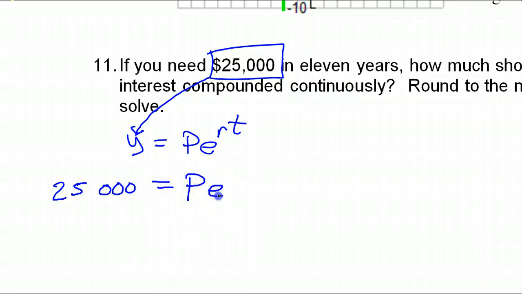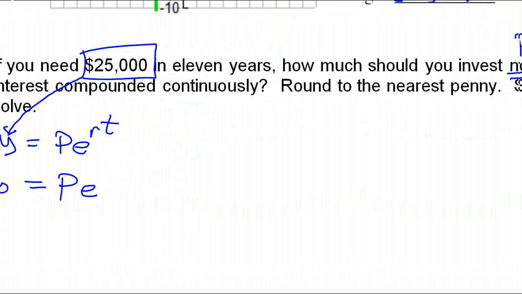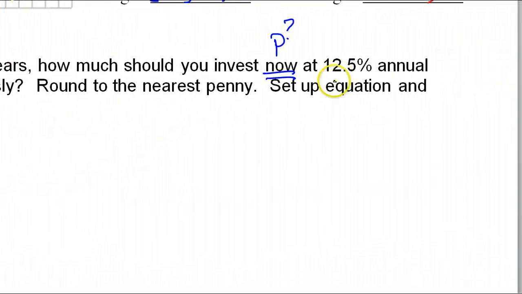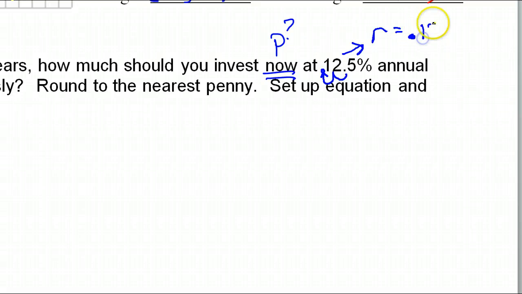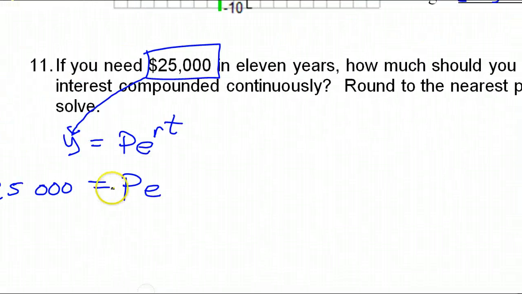So e is a constant, so that's definitely just e. But r, got to get that. 12.5%, this is where the r value is going to come from. You got to move that decimal point twice. So in this case, r will equal 0.125. So that's r.